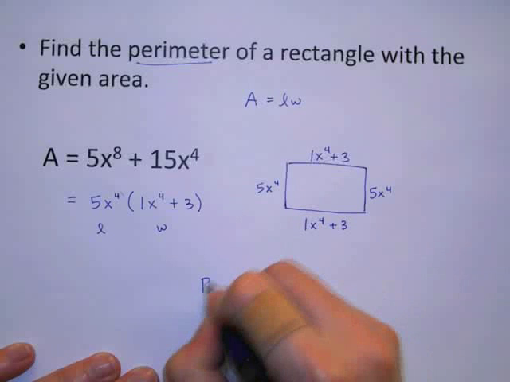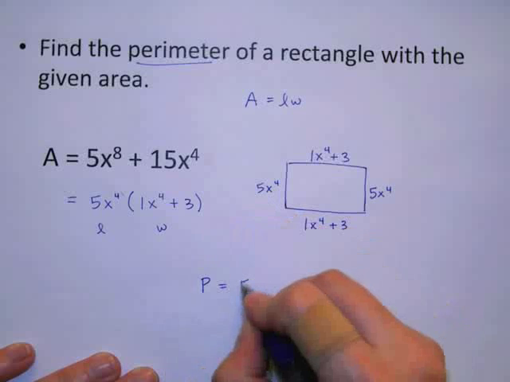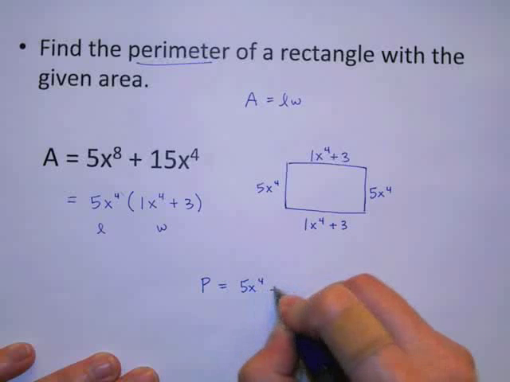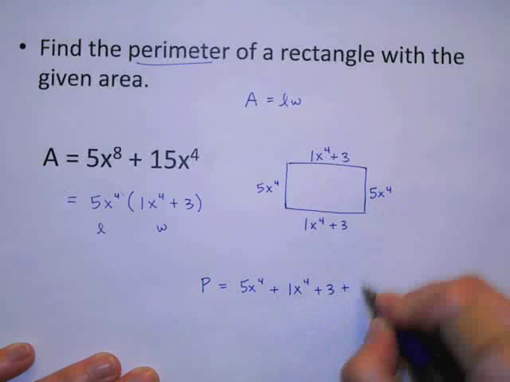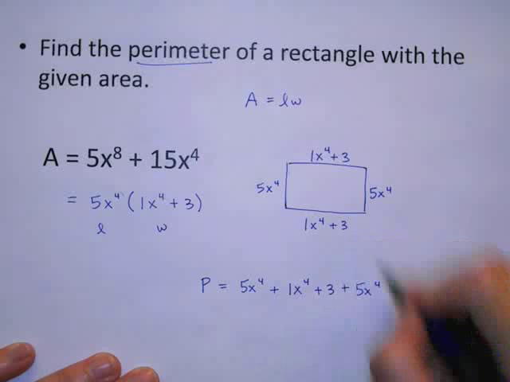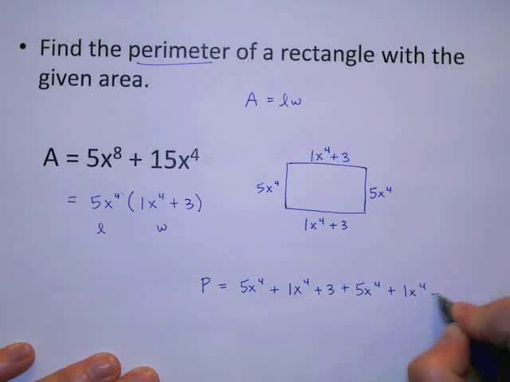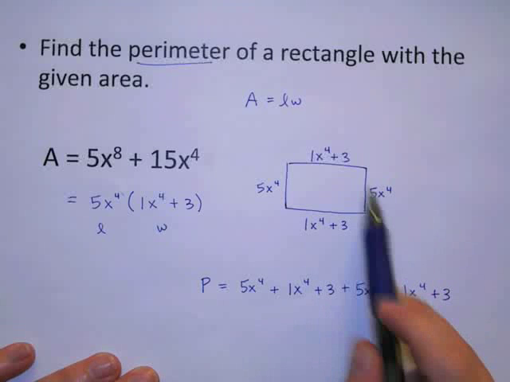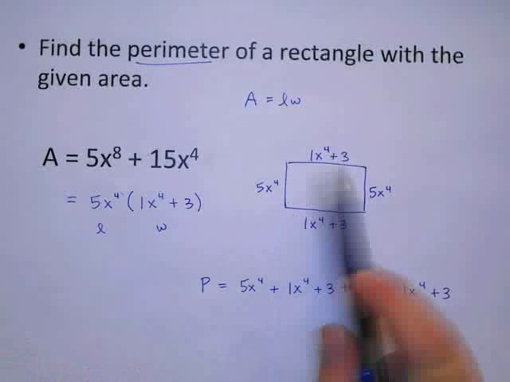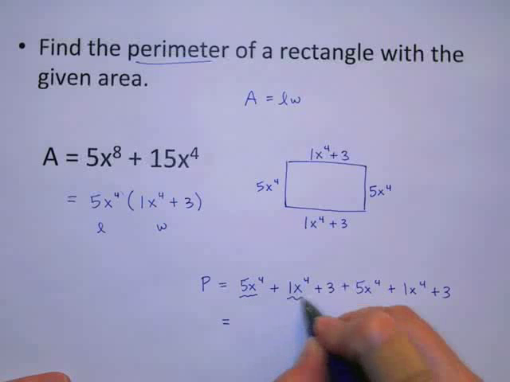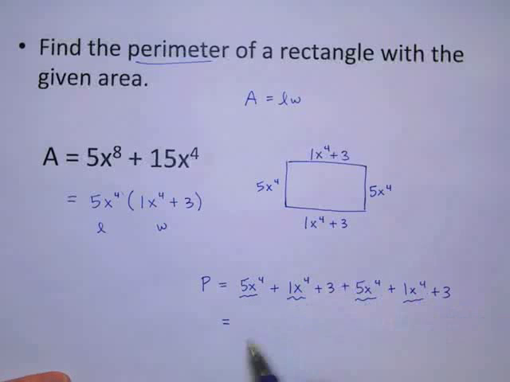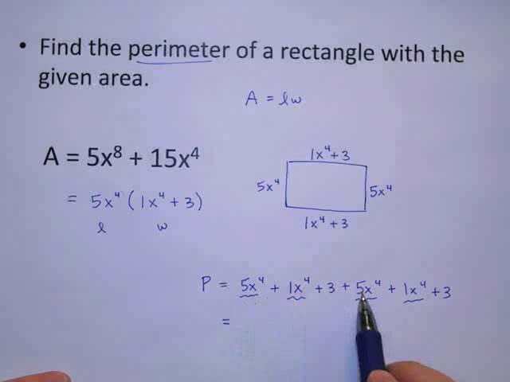So the perimeter equals, and I'll just start here, 5x to the 4th power plus 1x to the 4th power plus 3 plus 5x to the 4th power plus 1x to the 4th power plus 3. So I've got to remember to do 2 of each side, not just 1 of each of those sides. All right, so then I'm going to combine my like terms. I see 5x to the 4th, 1x to the 4th, 5x to the 4th, 1x to the 4th. So that's 6, 11, 12.